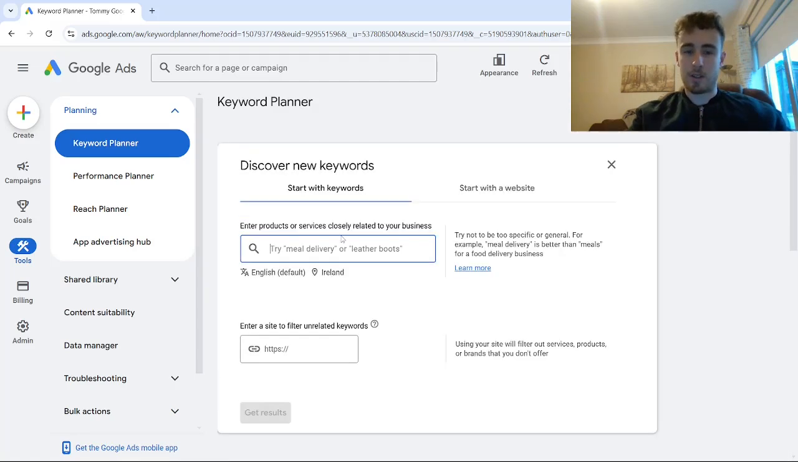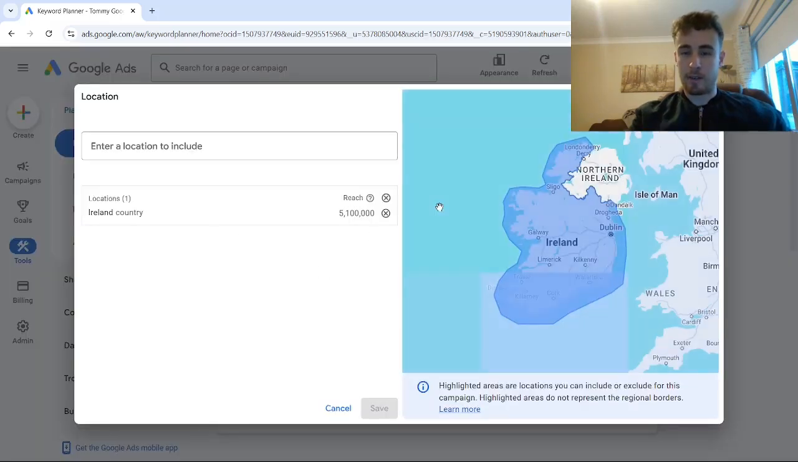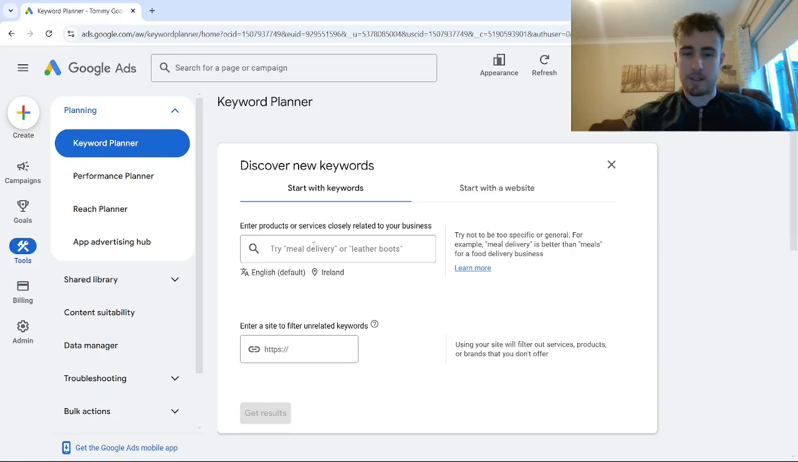So the first thing we want to do before getting our keyword ideas is coming here to the location targeting, and we're just going to select the area that we're going to target. We can just keep this as Ireland for now, but if you're obviously targeting a very specific area as a service-based business, then you want to pick the specific area and not just leave it selected to the whole country. We're just going to enter in some phrases here to give us a big list of keyword ideas that we can use for our campaign.